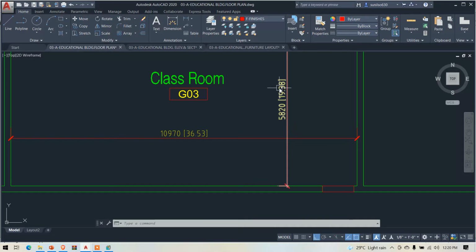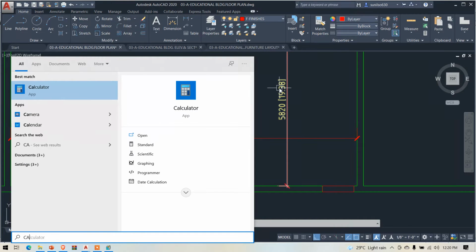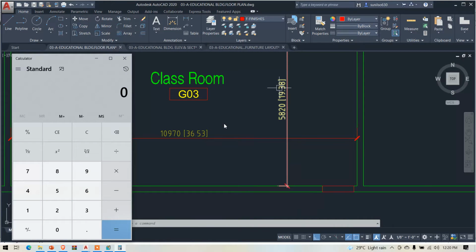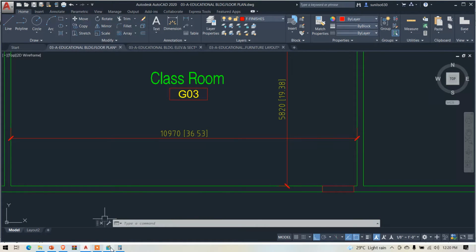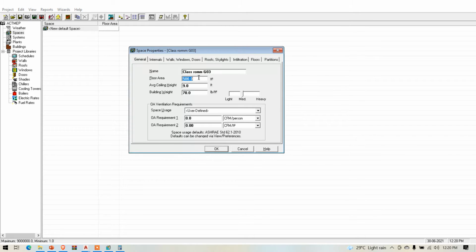So we can multiply, calculator, 36.53 into 19.38. So the total is 707.9. So let it be considered the total area is 708.